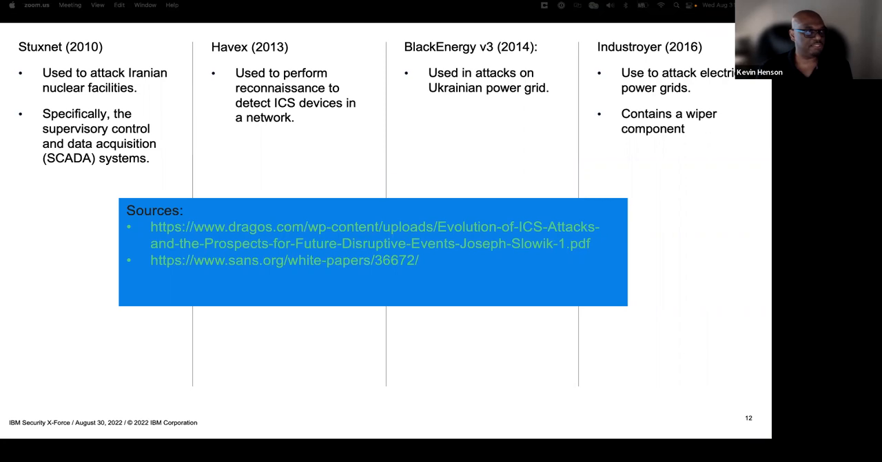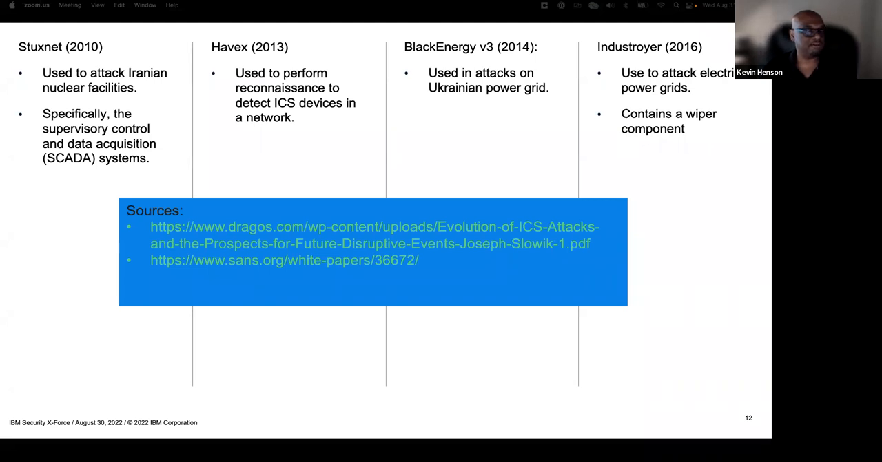And specifically, it was used to attack what's called supervisory control and data acquisition systems, or SCADA systems. So I'm not going to go into a lot of the technical details of ICS systems, because honestly, this is a field that I'm trying to learn myself as a cybersecurity practitioner. So we don't analyze a whole lot of ICS malware, but we do get some samples in, especially now that we have the Ukrainian conflict going on.